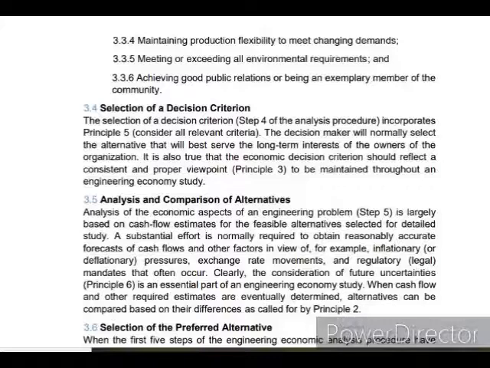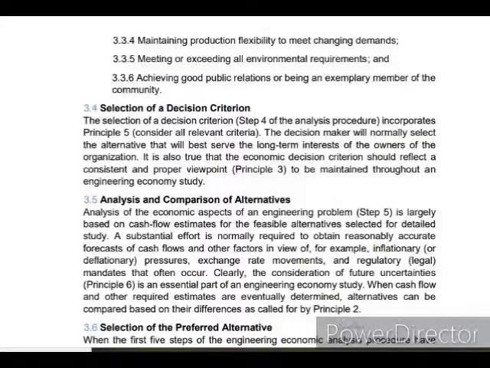Next, 3.5, analysis and comparison of alternatives. Analysis of the economic aspect of an engineering problem in step 5 is largely based on cash flow estimates for the feasible alternatives selected for detailed study. Yes, it is just estimates of cash flow. Why? Because they are just alternatives that are considered as feasible. So there are no actual computations of cash flows, just estimates.